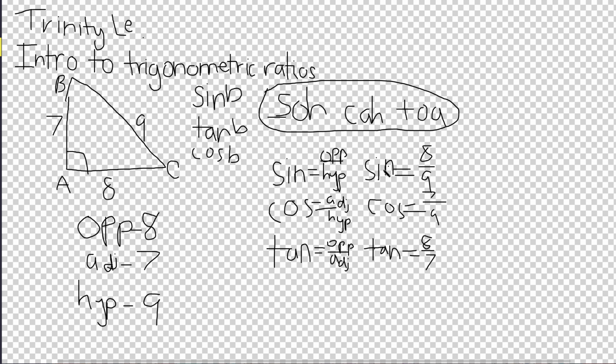So here are our answers. Sin is equal to 8 over 9. Cosine is equal to 7 over 9. And tan is equal to 8 over 7. This is the intro to trigonometric ratios. Thank you for listening.